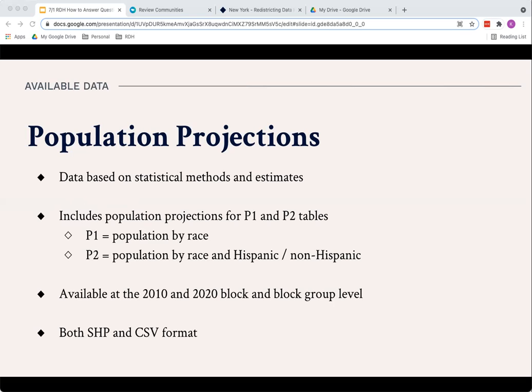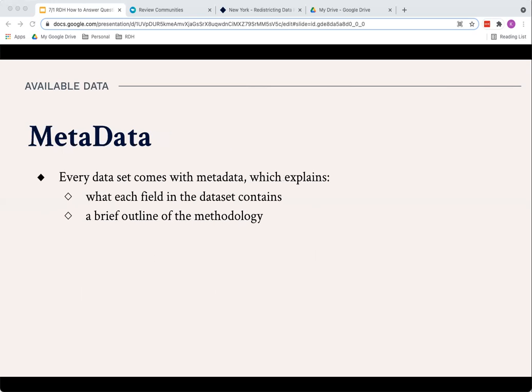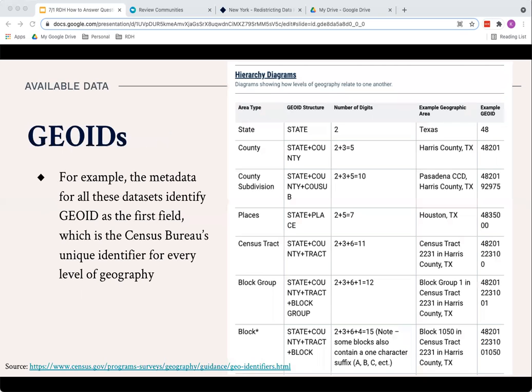It is available at the 2010 and 2020 block and block group levels, and it is available for download in both shapefile and CSV format. All of the data sets I just mentioned come with what is called metadata. This metadata explains what each field in the data set contains and also gives you a brief outline of the methodology by which that particular data set was produced. So for example, the metadata for these 4 data sets identify Geo ID as the first field.